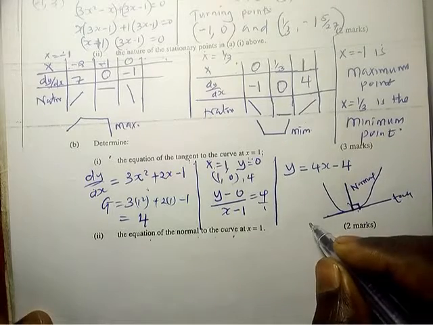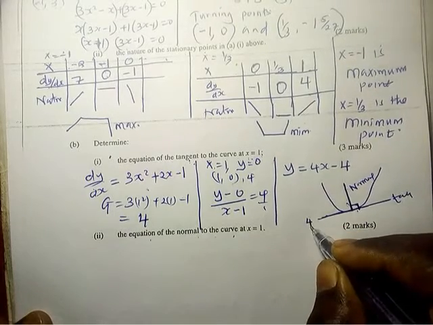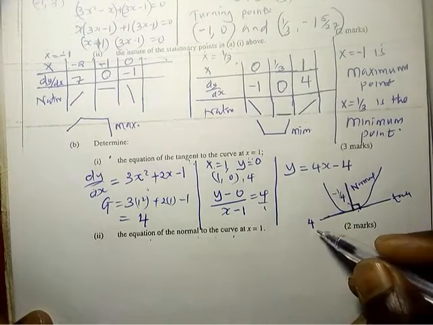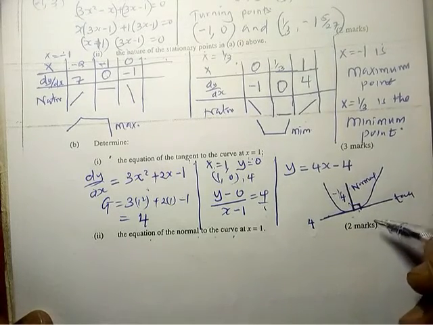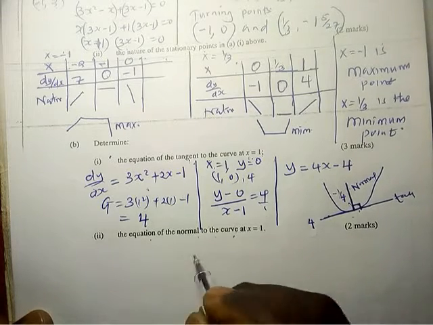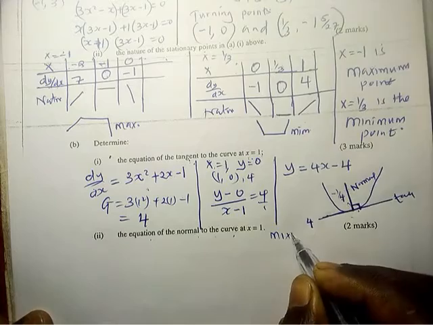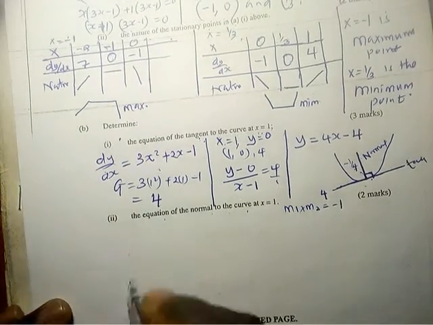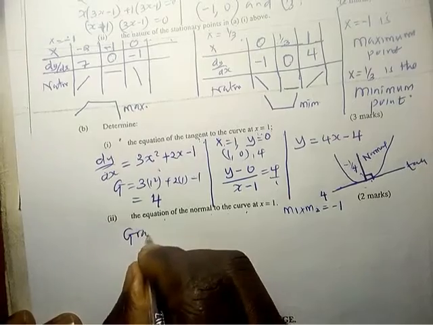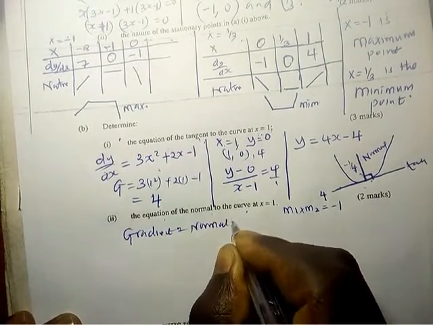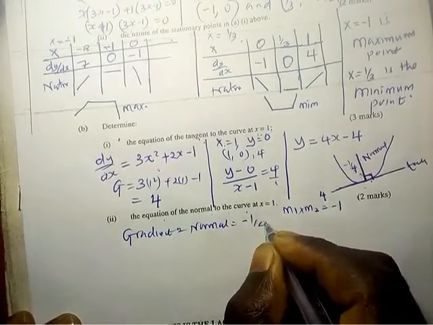So if we know the gradient of the tangent is 4, then the normal is going to be negative of 1 over 4, so that when we multiply this and this, the answer is negative 1. M1 times M2 for perpendicular gradients should be negative 1. So the gradient of the normal is equal to negative 1 over 4 because they are perpendicular.